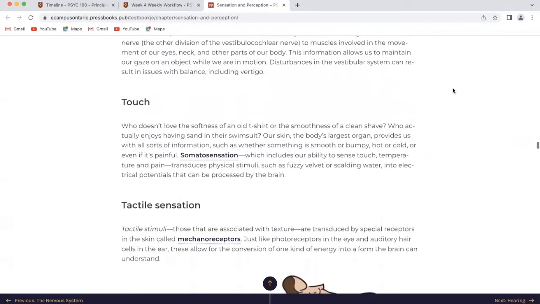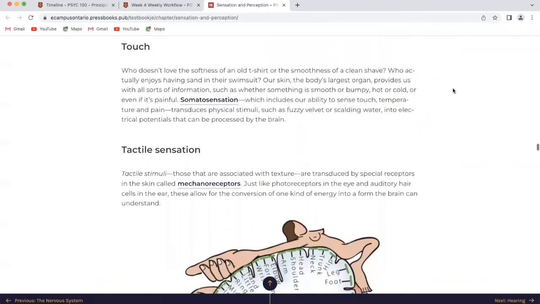Touch. Who doesn't love the softness of an old t-shirt or the smoothness of a clean shave? Who actually enjoys having sand in their swimsuit? Our skin, the body's largest organ, provides us with all sorts of information, such as whether something is smooth or bumpy, hot or cold, or even if it's painful.